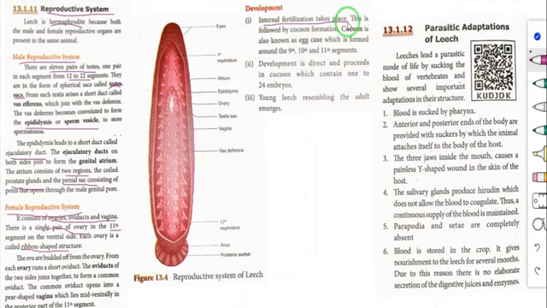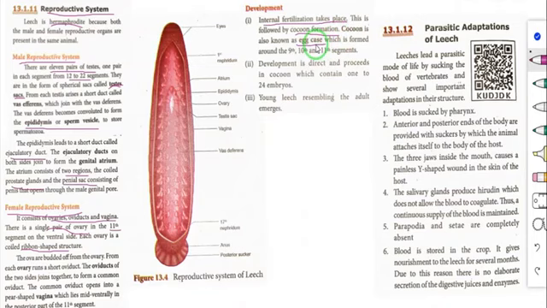Internal fertilization takes place inside the body itself. So here in the leech, internal fertilization takes place. This is followed by cocoon formation. Cocoon is also known as egg case. After the fertilization there is a cocoon formation. The cocoon is known as the egg case. We can say nest also.